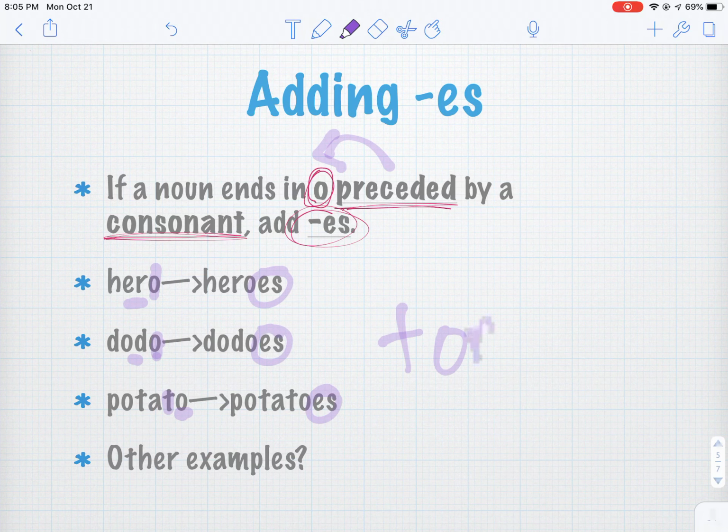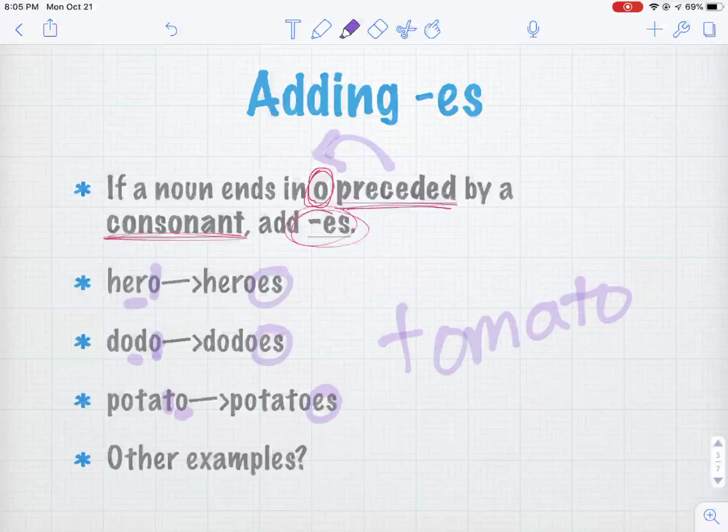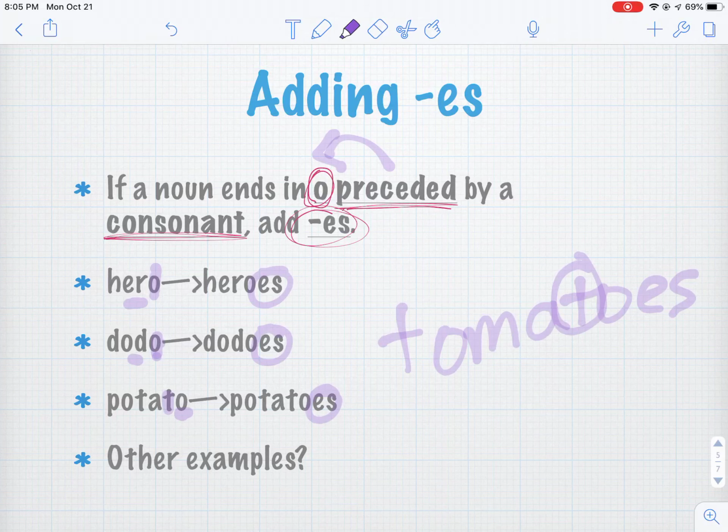Just like the word tomato, the O preceded by the T, you have to add ES. Just like potatoes, tomatoes. All right.